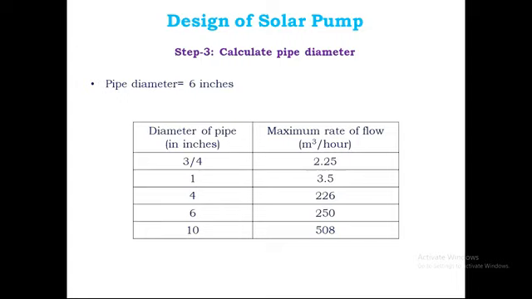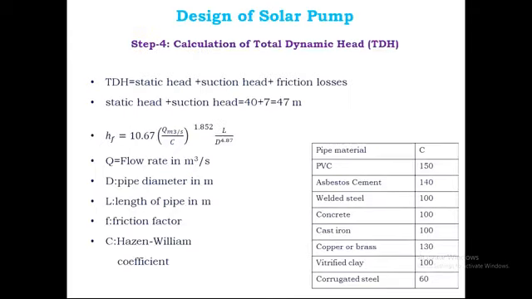Then you have to choose the pipe diameter. There are some specifications according to the maximum rate of flow in meter cube per hour, for 2.25 it is 3 by 4 inches, like that. So consider this table, and we have 240 meter cube per hour, which is near to 250, so for the pipe diameter you can take 6 inches. Okay, pipe diameter is 6 inches.